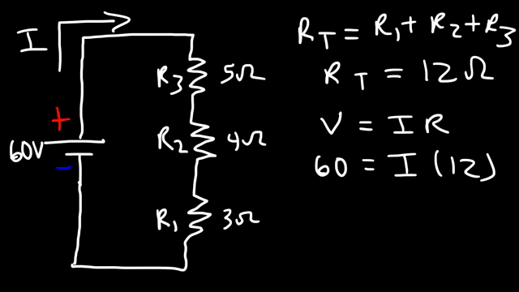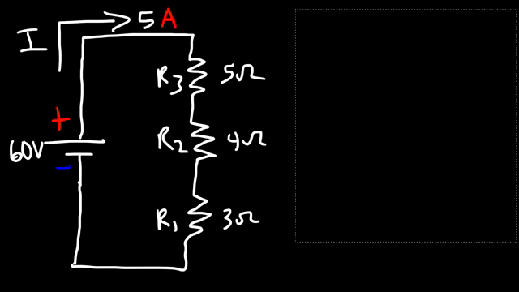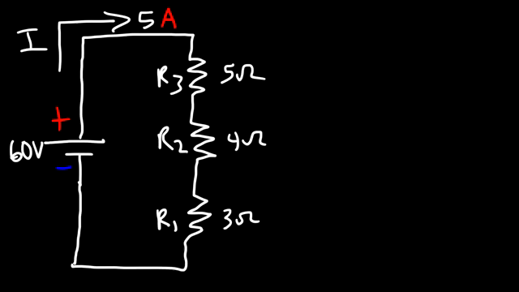So what we need to do is divide both sides by 12 to get the current by itself. 60 divided by 12 is 5. So we have a current of 5 amps flowing in this circuit. Now once we have the current, we can calculate the voltage drop across each resistor.